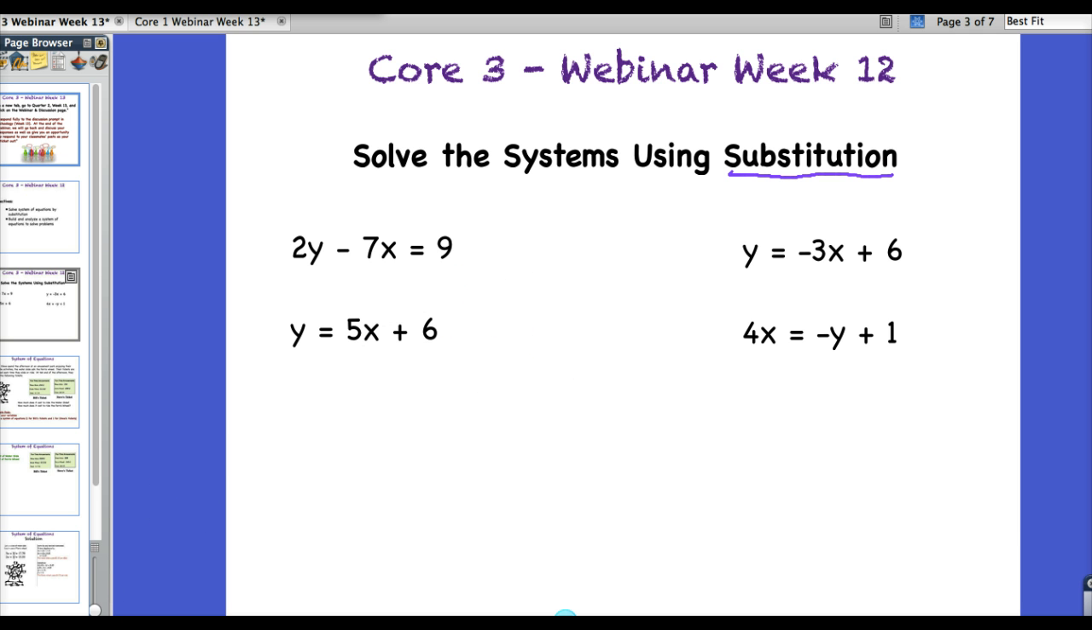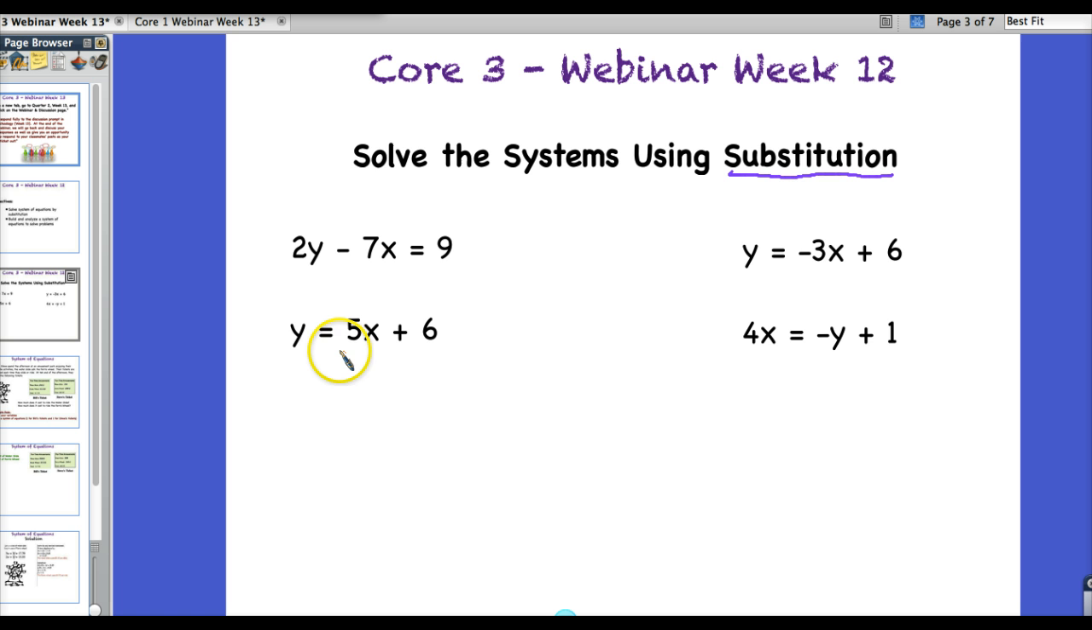So if you look at this first set of equations, these are both linear equations. If I were to graph them, they would make two lines, and most likely the lines will intersect. So whenever we say we're solving systems using substitution, we're looking to find where they intersect. Okay, so our first equation is not in y equals mx plus b form. This is actually a standard form, and that's okay. Our second one is actually in y equals mx plus b form.